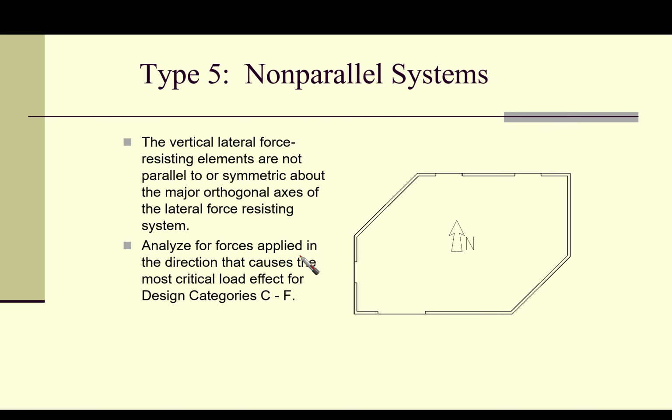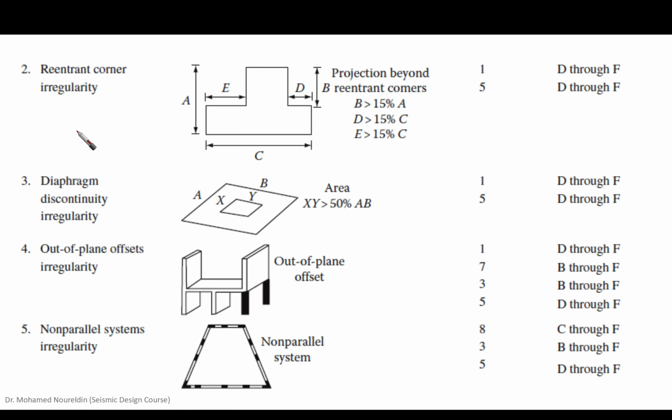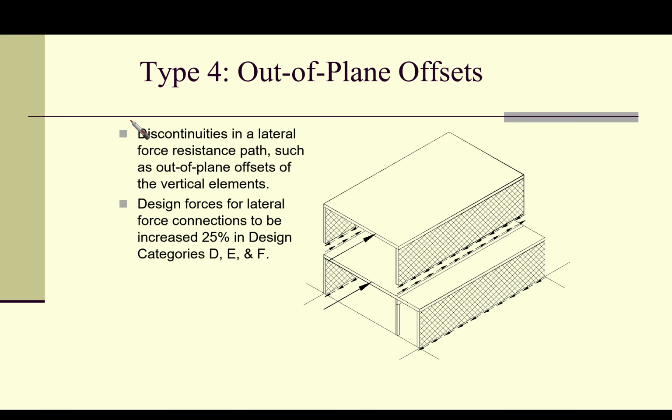Let's put it in our summary and see. So this is the re-entrant corner irregularity, and this is actually how it looks. If we have a re-entrant in any direction, so if we have B in this direction, B is going to be compared to A. If B is larger than 15% of A, then it is going to be type 2 horizontal irregularity. If we have D or E larger than 15% of this direction, which is C, then we are going to have this re-entrant corner irregularity. Okay, so now let's go to the detailed.